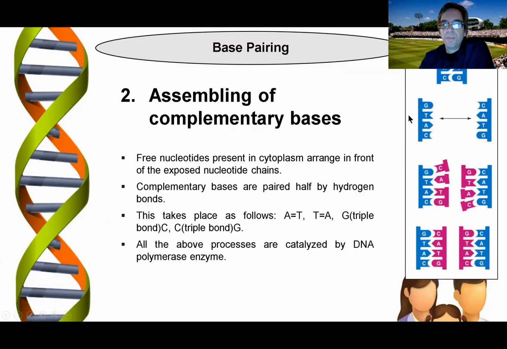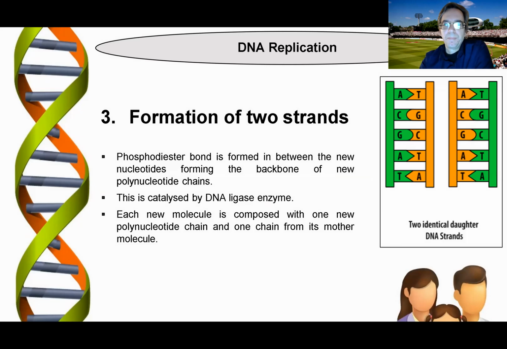So, assembling of new complementary bases. What happens? Nucleotides in the cytoplasm arrange in front of these exposed ones, so they slot in nicely here. Remember we said before, adenine-thymine has 2 hydrogen bonds, whereas cytosine-guanine has 3. And these are catalyzed by DNA polymerases into formation of the 2 new strands. DNA ligase is basically the joining enzyme which facilitates the joining of the new strand.